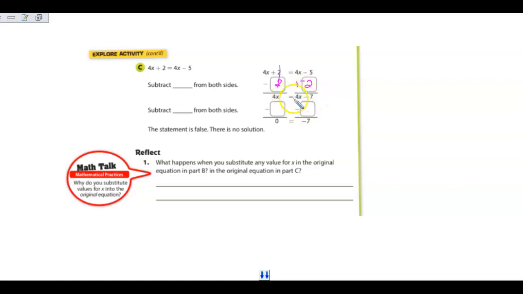Now I can move this x term over to the left by subtracting both sides by 4x. And so 4x is gone. I have nothing here, so that's 0. 4x minus 4x is 0. Negative 7 is by itself. Is 0 equal to negative 7? No, it is not. This is a false statement. It is not equal to negative 7. Because the statement is false, there is no solution. Okay?